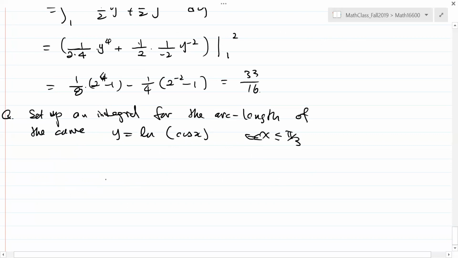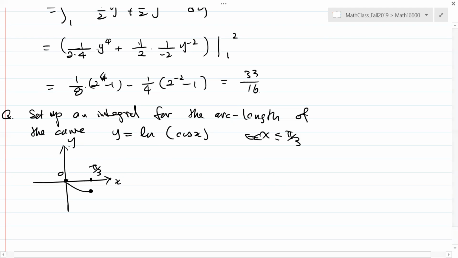If you have to draw the graph, it looks like that. When x equals 0, anyway, it's negative. It's going to be like this. Here's pi over 3, and this is 0. Because cosine x is smaller than 1, the natural log of a number smaller than 1 is negative. That's why the y value is negative, so this graph is under the x-axis.